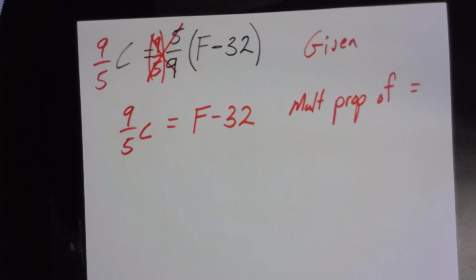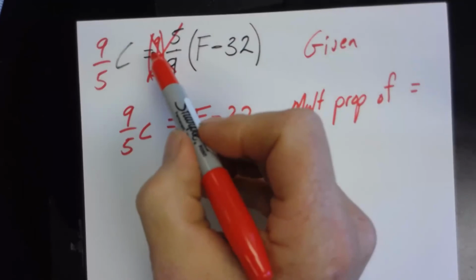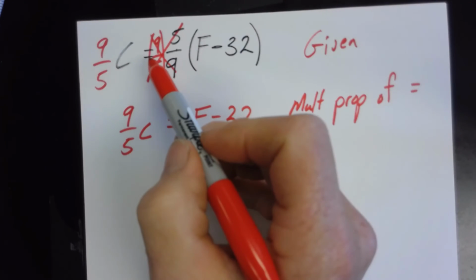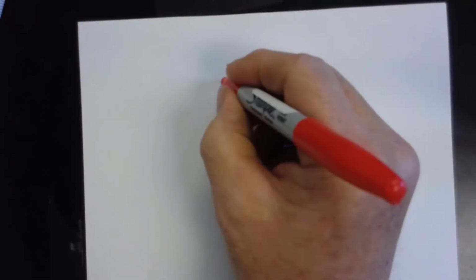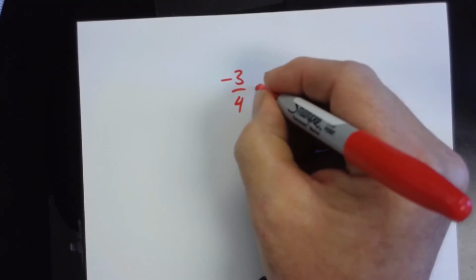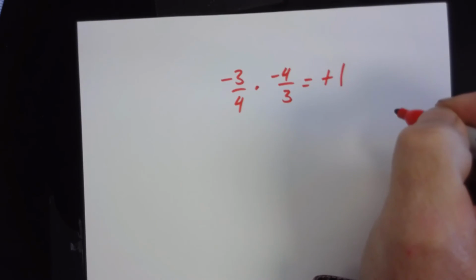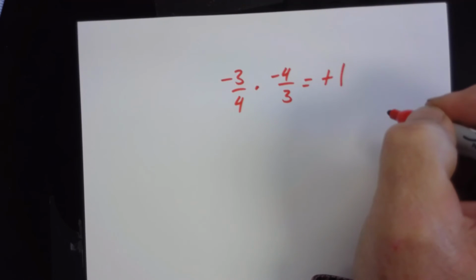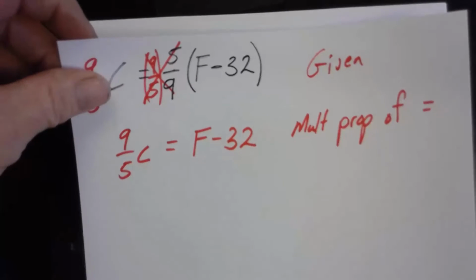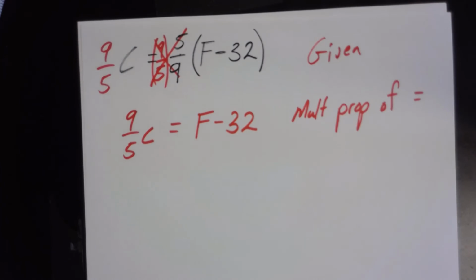I multiply both sides by 9/5. What happens when you multiply a number by its reciprocal? What do you get? You get 1. Even if the number is negative. Even if a number is negative, if you multiply by its reciprocal, you get positive 1. Right? Okay. So, I just removed the parentheses. Right? Now what?